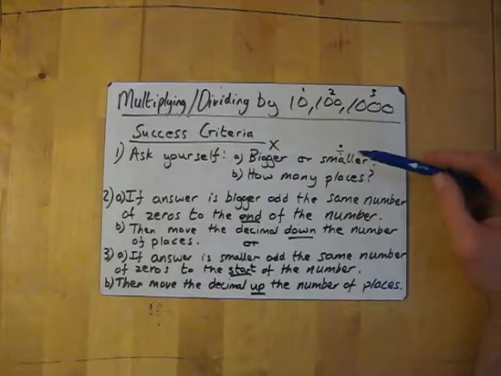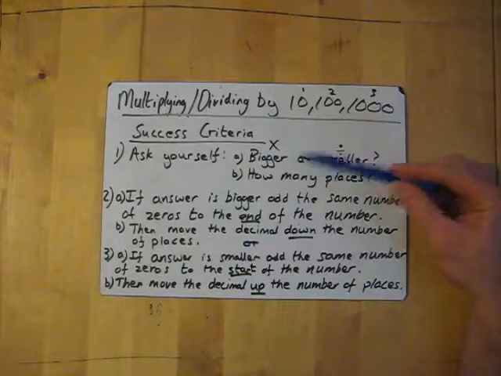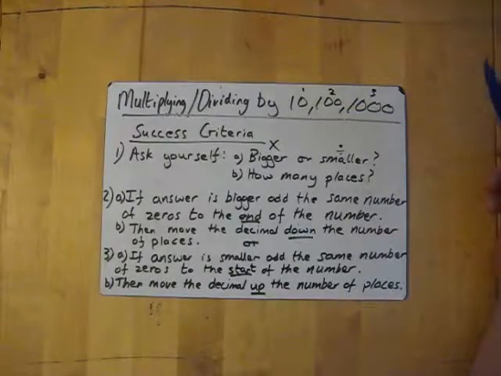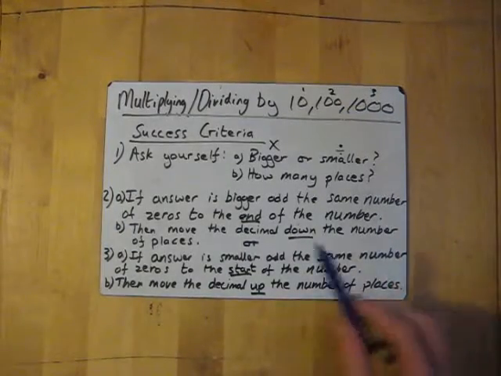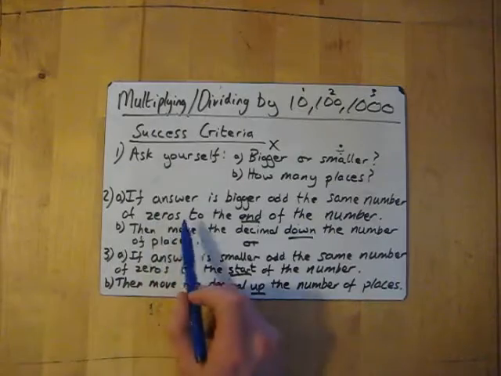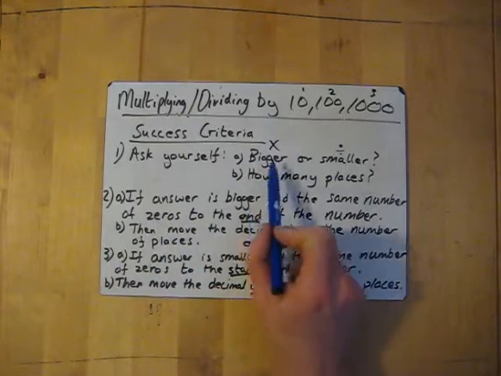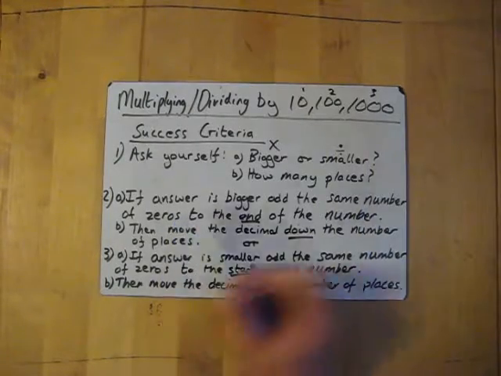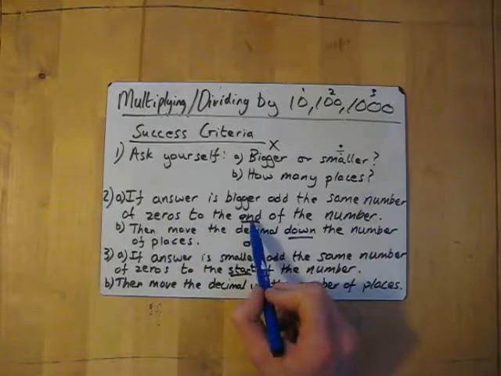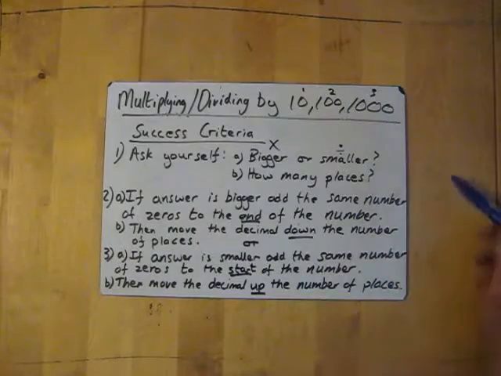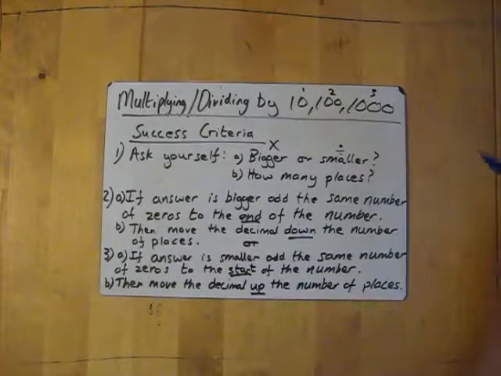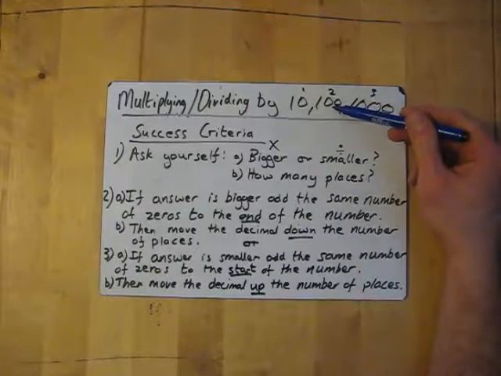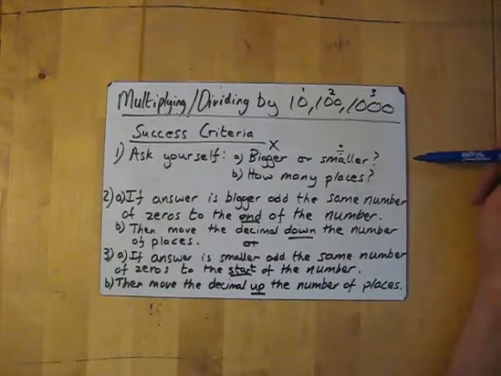Look at the question, think bigger or smaller, so multiply is bigger, divide is smaller. How many places is by how many zeros there are. Then when you've got those two answers, if your answer is bigger, multiply, then add the same number of zeros that's in the question to the end of the number. That's all you do. So if you're multiplying by 10, you just add 1 zero. If you're multiplying by 100, you'd add 2 zeros to the end, and so forth.